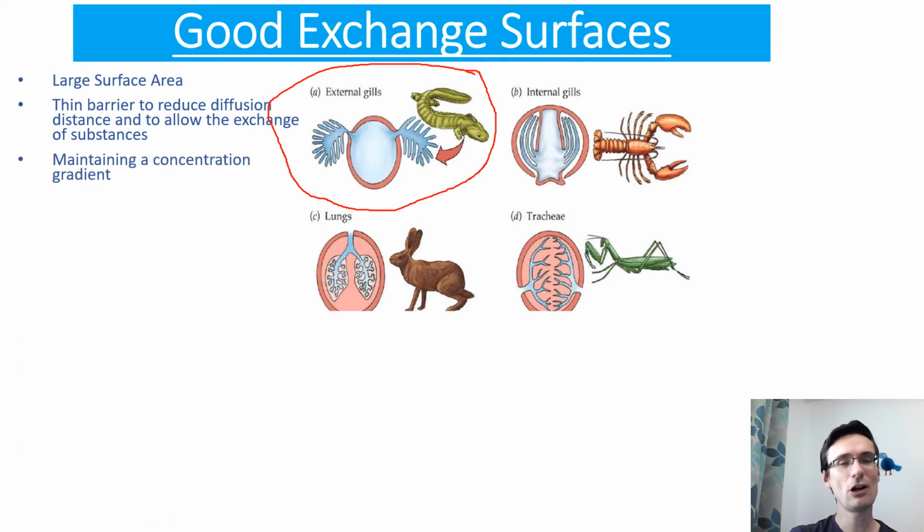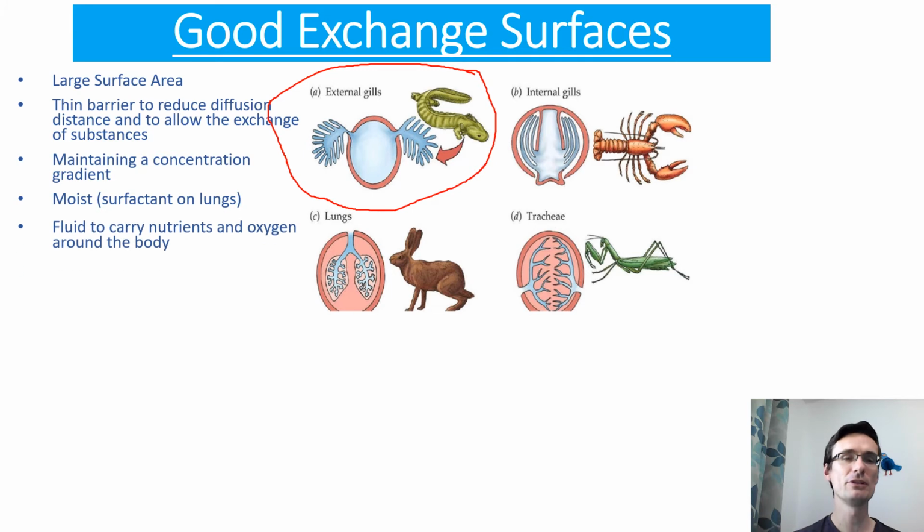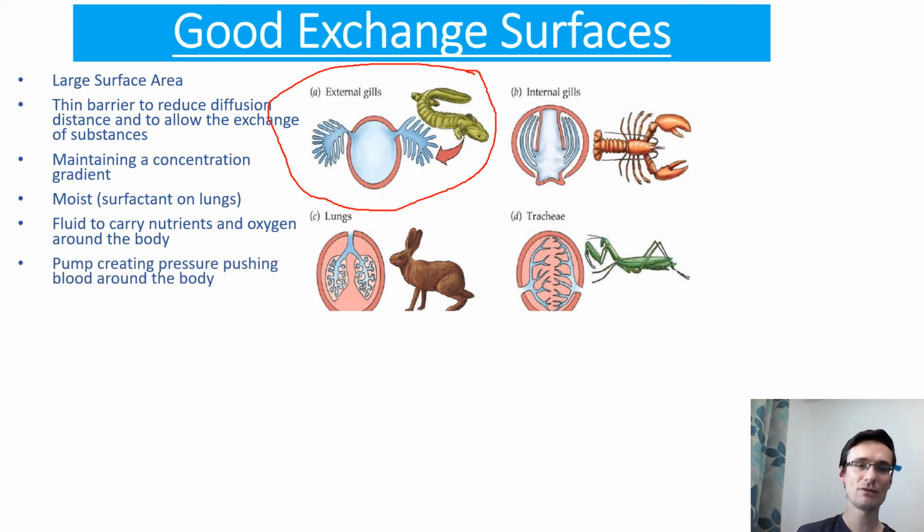We want to maintain a concentration gradient, so that means maintain that higher to lower concentration for simple diffusion to occur over. And the bigger the difference between the two areas, the better. There needs to be a moist surface, because that gives something called surfactant, which helps stop water particles collecting, but it also helps the dissolving of the chemical through the gas through the membrane. We want potentially fluid to carry the nutrients and oxygen around the body, so to carry it away for us, which helps maintain the diffusion gradient.